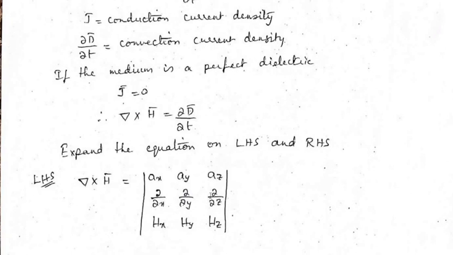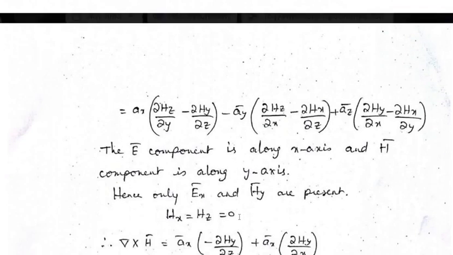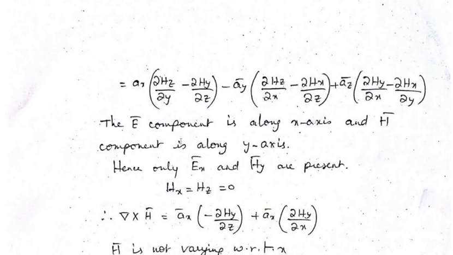Now we'll expand the equation on both sides, left and right. First we'll start with the left-hand side. Expand this as the cross product: del cross H is equal to the determinant with Ax, Ay and Az, the unit vectors, in the first row. In the second row we have dou by dou X, dou by dou Y and dou by dou Z. Then we have Hx, Hy and Hz. Here we are using the Cartesian coordinate system. Expand this, and we get these terms.